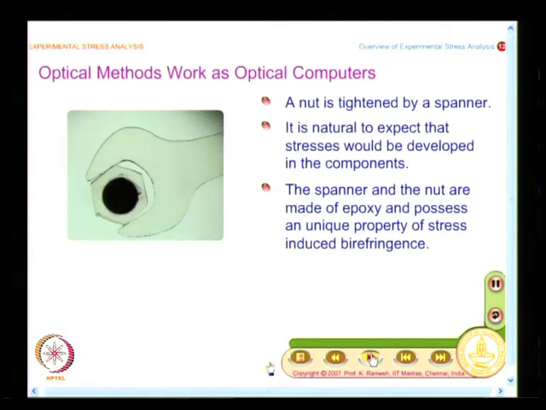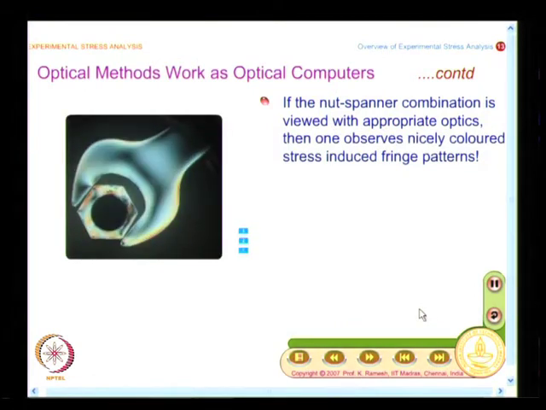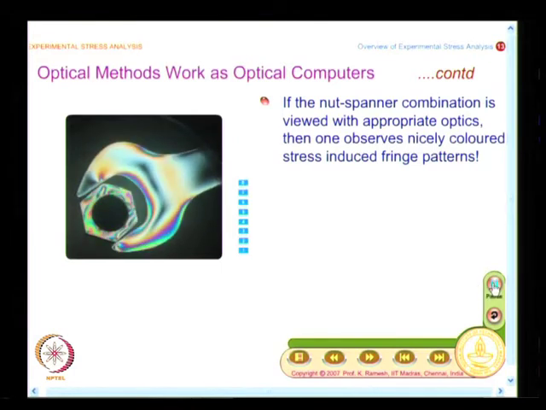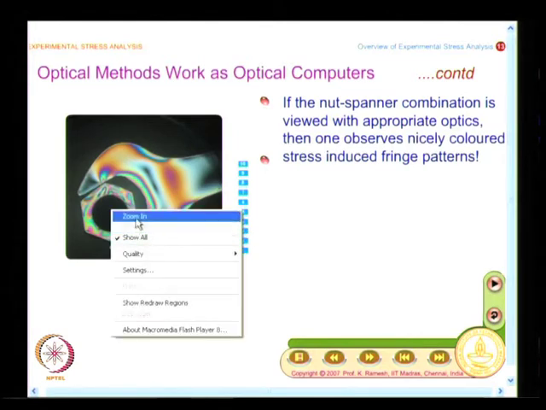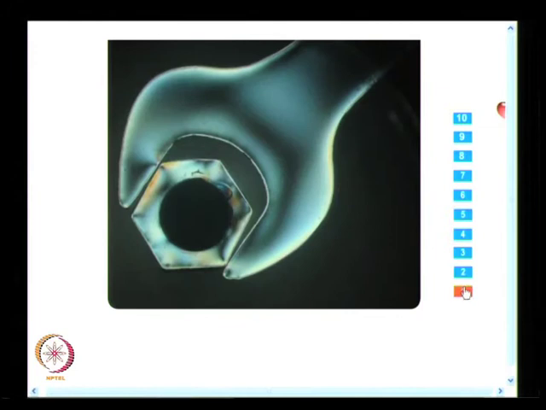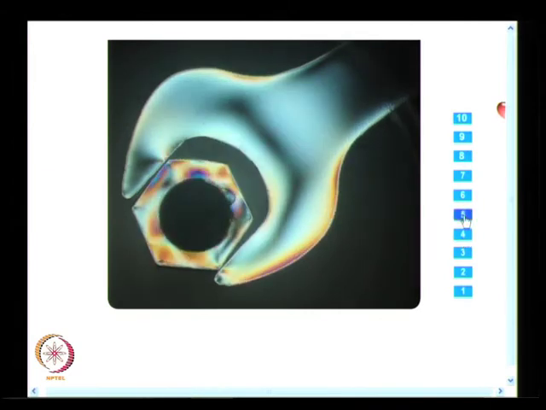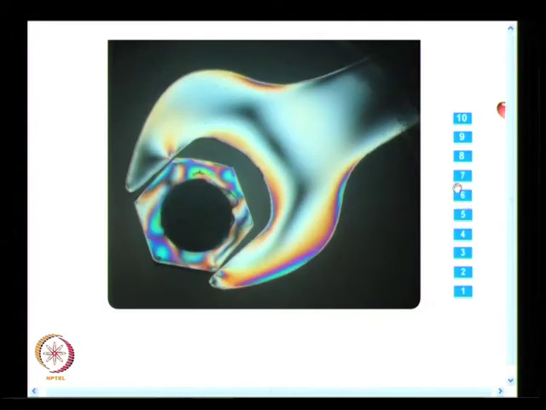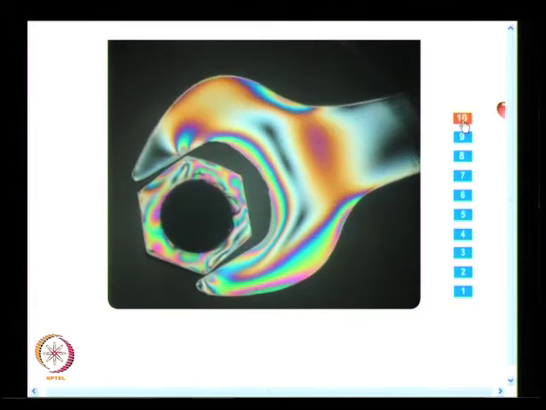And what I do now is, I introduce appropriate optics and view the same combination with the optics. Optics is not shown here on the screen, but you will see the effect of the optics on the image. And what you have here is, as I change the load, as I keep increasing it, you find that more and more colors are emerging. So, what it shows is, whatever colors you see are a function of the load applied.